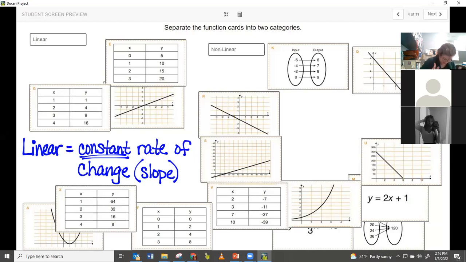So Kyla, everything that's in your linear group is correct now. There are still 3 things and they're still over on your nonlinear pile. So of that group of 5 cards that you have for your nonlinears, there are 3 cards in that group that still belong over in the linears. Remember, we're looking for a constant rate of change. And there is 1 card in particular just throwing people off.